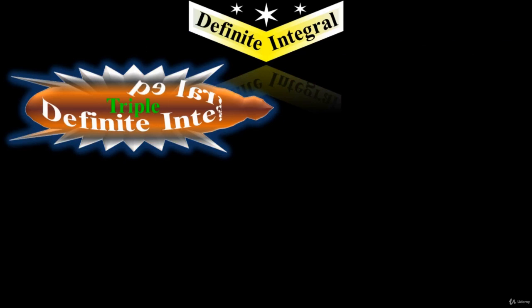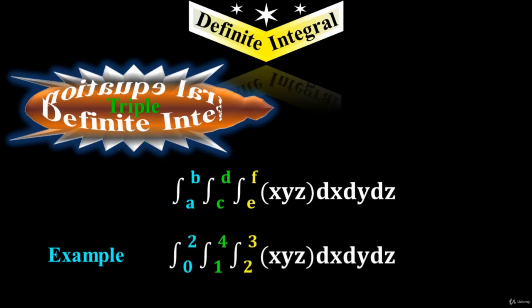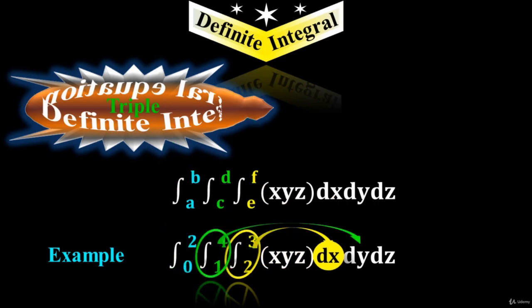Triple definite integral equation. How does a triple definite integral equation look? We can see here that we have three integration signs, and that's why we call it a triple definite integral equation. Triple integral of x, y, z dx times dy times dz. The first integration is with the dx, the second one is with the dy, and the last one is with the dz.